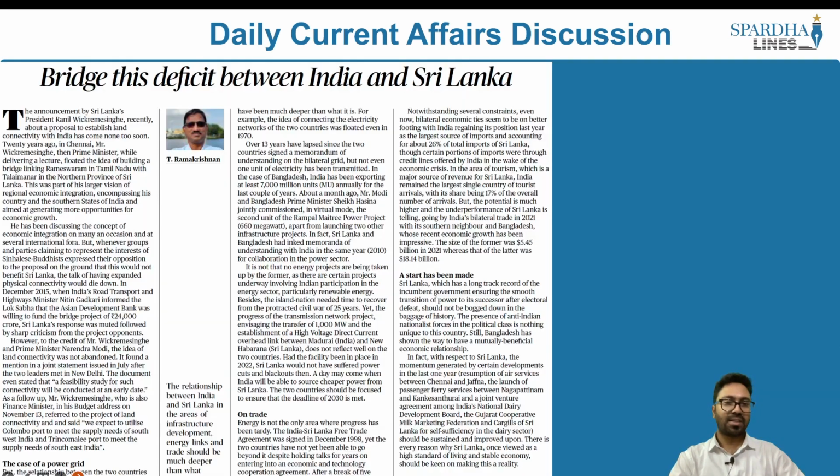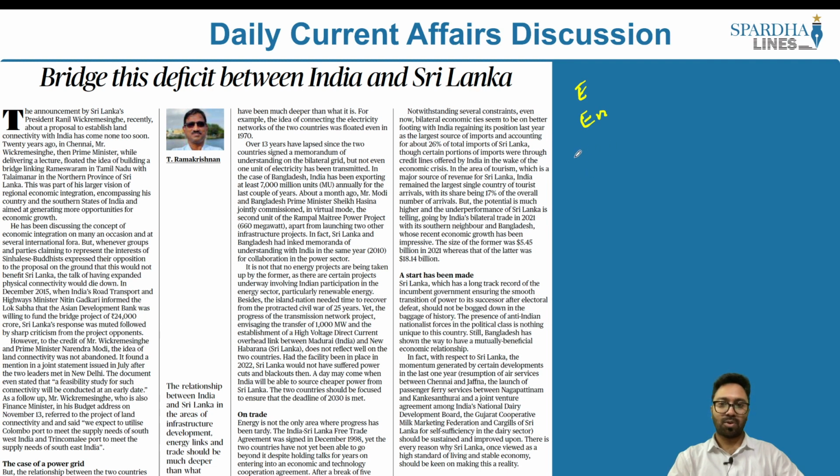Now let's look into the next article. This article says, bridge this deficit between India and Sri Lanka. The article here is speaking about the relationship between India and Sri Lanka. One, it speaks about the economic relations. Second, it speaks about energy relations between India and Sri Lanka.